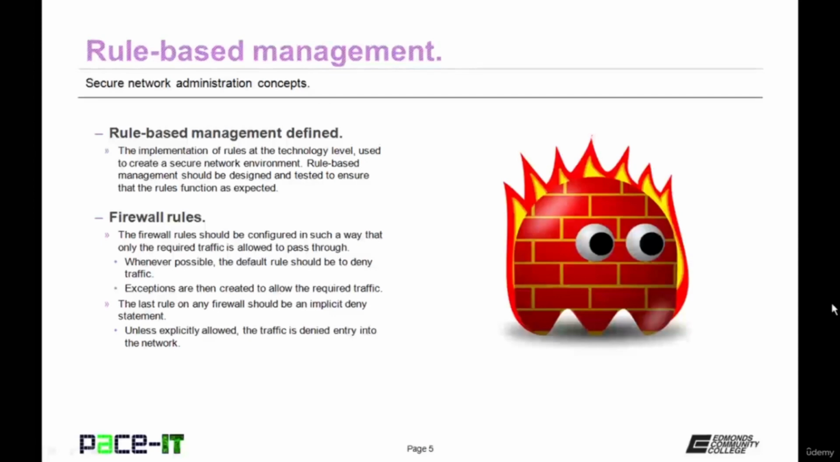Firewall rules fall under rule-based management. The firewall rules should be configured in such a way that only the required traffic is allowed to pass through the router. Whenever possible, the default rule should be to deny traffic. Once that default rule is in place, exceptions are then created that allow the required traffic to pass through the router. The last rule on any firewall should be an implicit deny statement. That means that unless explicitly allowed, the traffic is denied entry into the network.